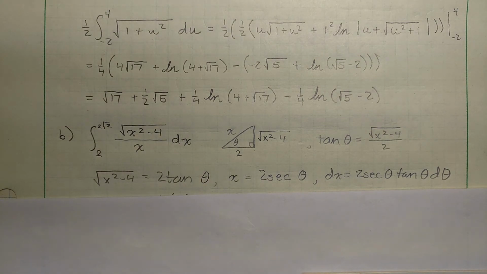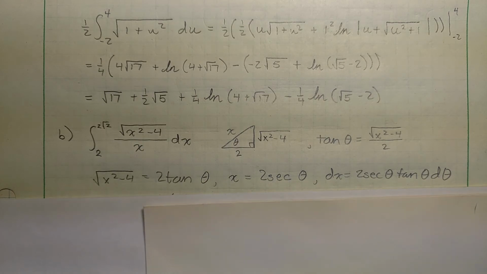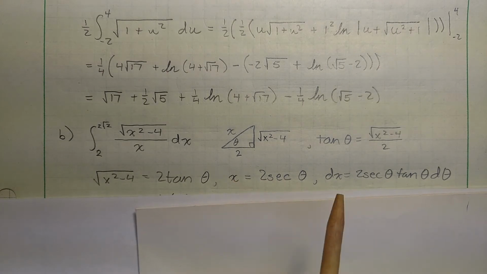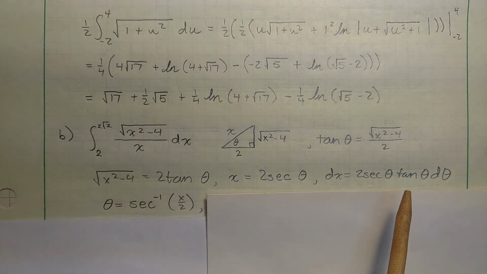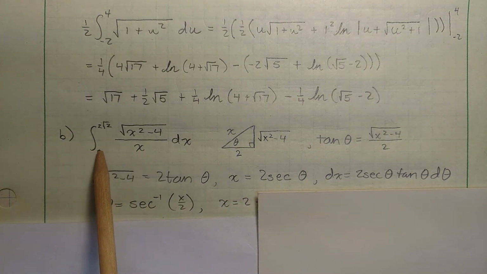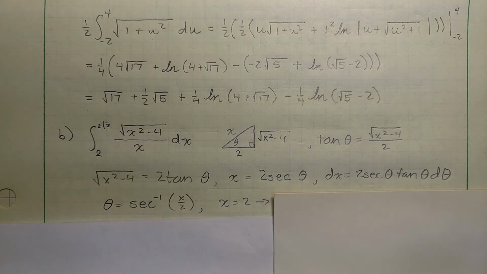What I have to do is get a formula that gives me theta values when I have x values. So I'm going to solve this for theta. The secant of theta is x over 2, so theta is the inverse secant of x over 2. Now I can get these in terms of theta. When x is 2, I get the inverse secant of 1. Well, that's asking when the cosine is equal to 1. The cosine is equal to 1 at 0, so my theta is 0.